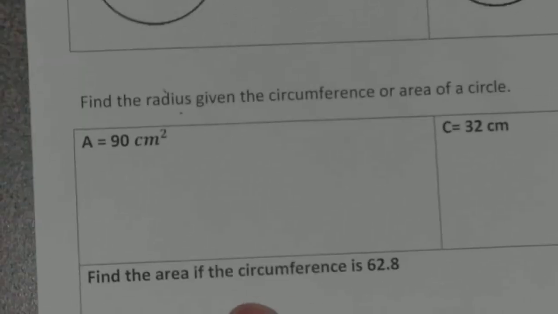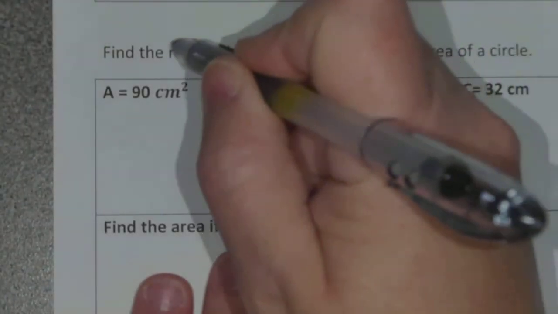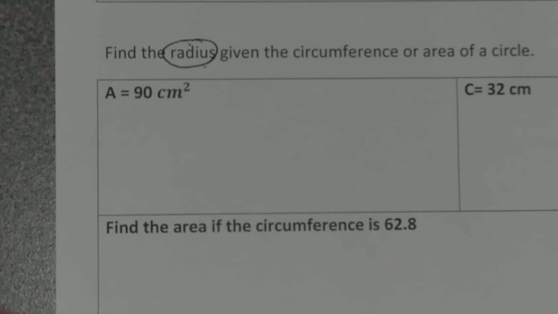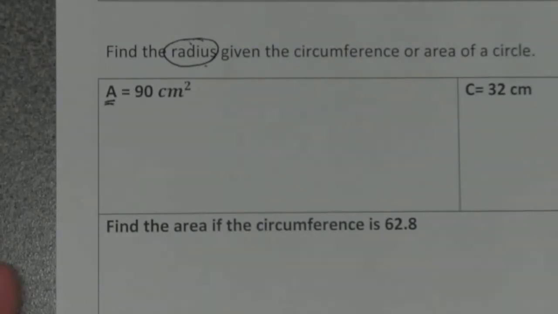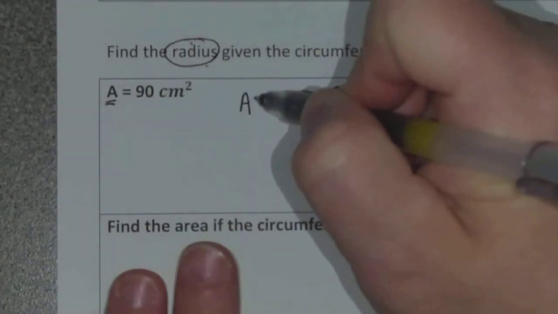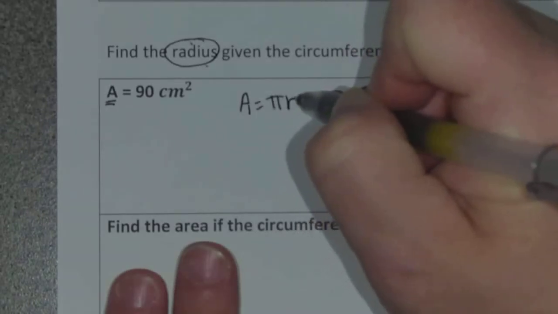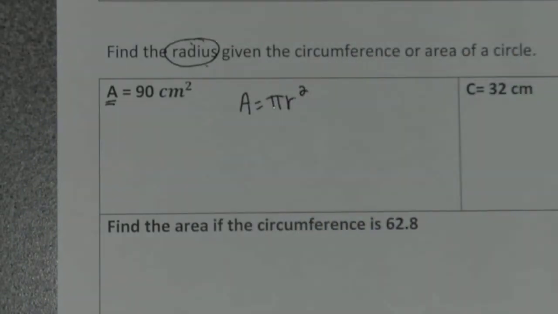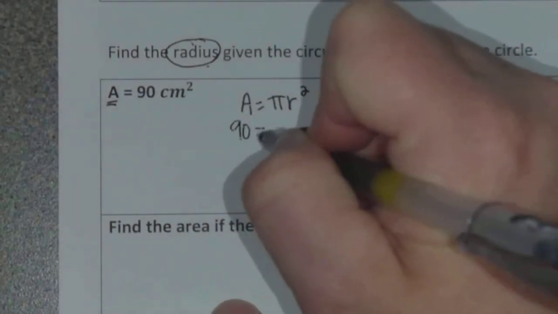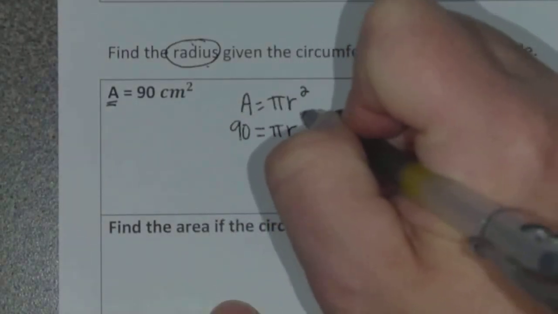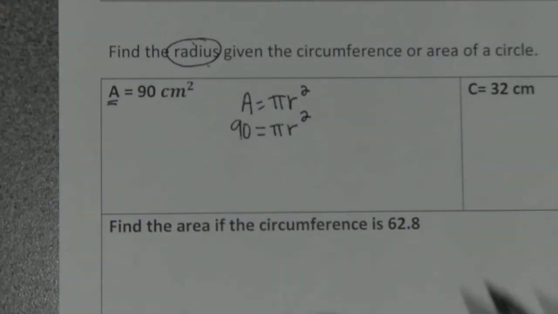Okay, next one then. This one says find the radius this time given the circumference or the area of a circle. So what were we given right here? We were given the area. We know the formula says the area equals pi r squared. So we're going to substitute the 90 in for the area, and we're going to solve it for the radius.